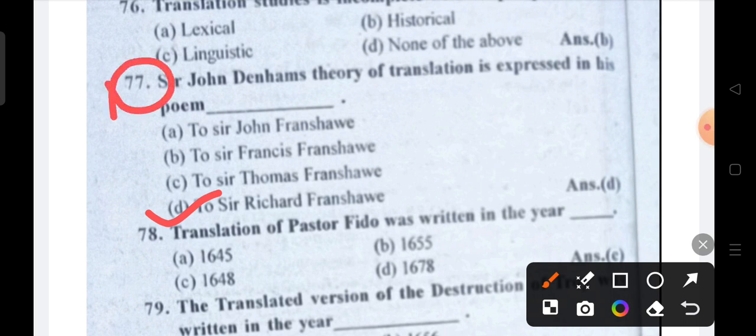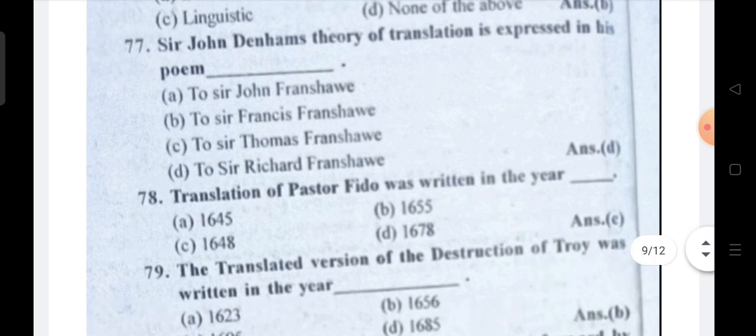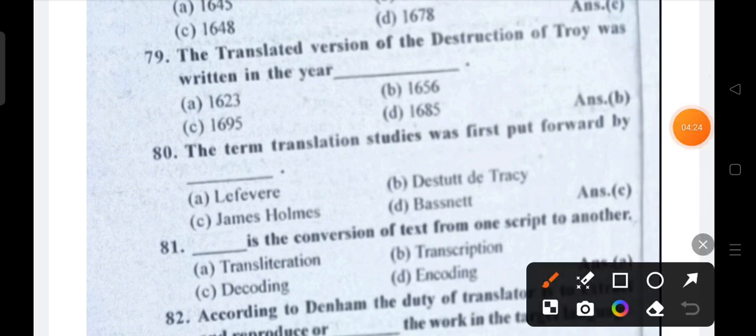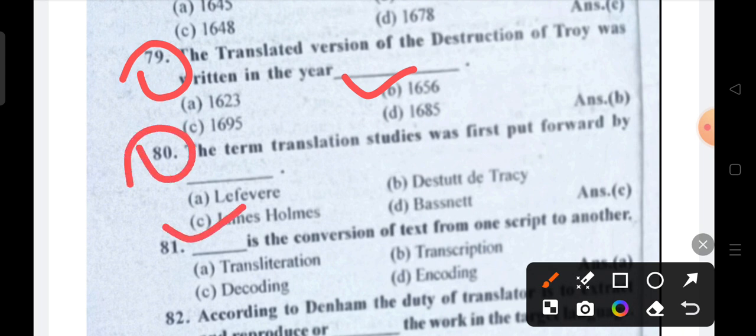The question important है. Translation of Pastor Fido was written in the year, the answer is 1648. The translation version of The Destruction of Troy was written, the answer is 1656. ये क्वेश्चन भी इम्पोर्टेंट है. The term translation studies was first put forward by, answer is C, James Holmes. ये क्वेश्चन भी इम्पोर्टेंट है.